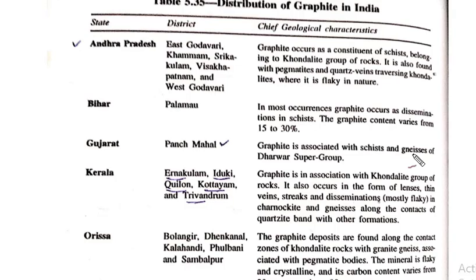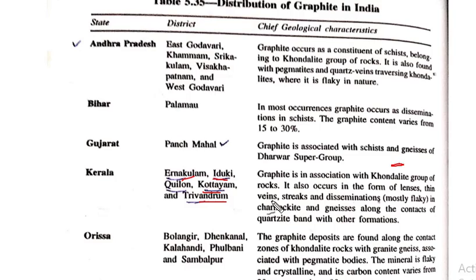In Kerala, there are mainly 5 districts, that is Ernakulam, Idukki, Quilon, Kottayam and Trivandrum. Here also the graphite is mostly associated with the Kondalite group of rocks, that is very high grade metamorphic rocks. It occurs in the form of lenses, which are small bodies, and thin veins, streaks and dissemination.